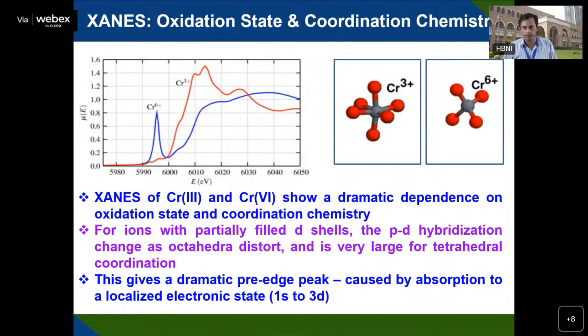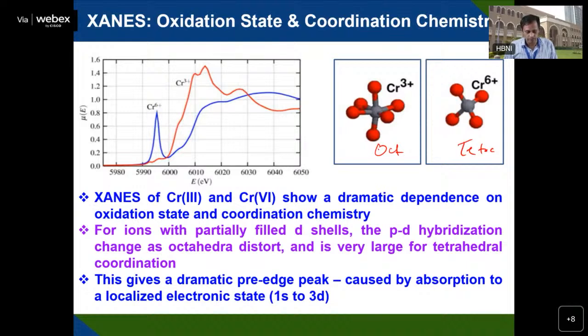You will be able to get information about the oxidation state and coordination number. You can see here, for example, chromium in +3 and chromium in +6. Here is octahedral geometry, here is tetrahedral geometry, here is octahedral geometry. Those things you can find out from the oxidation state. In the case of chromium in +6, you can see a strong pre-edge absorption here, but in the case of +3 you are not getting this pre-edge. So for chromium 3 and chromium 6, there is a dramatic dependence of the oxidation state on the coordination chemistry. Here it is octahedrally coordinated, and here tetrahedrally coordinated for chromium 6+.